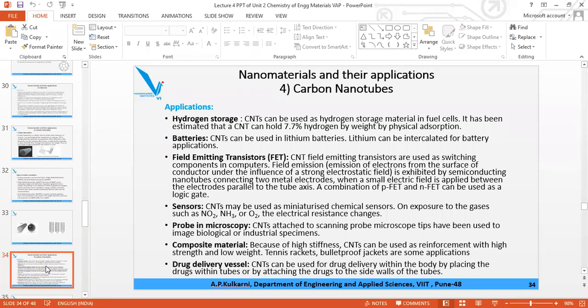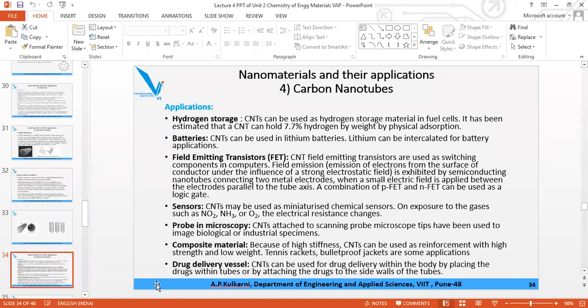Second, carbon nanotubes are used in lithium batteries. What are lithium batteries? We will see shortly in the next class. Lithium batteries are batteries or cells in which lithium material is used as the anode, and some suitable other material is used as the cathode.